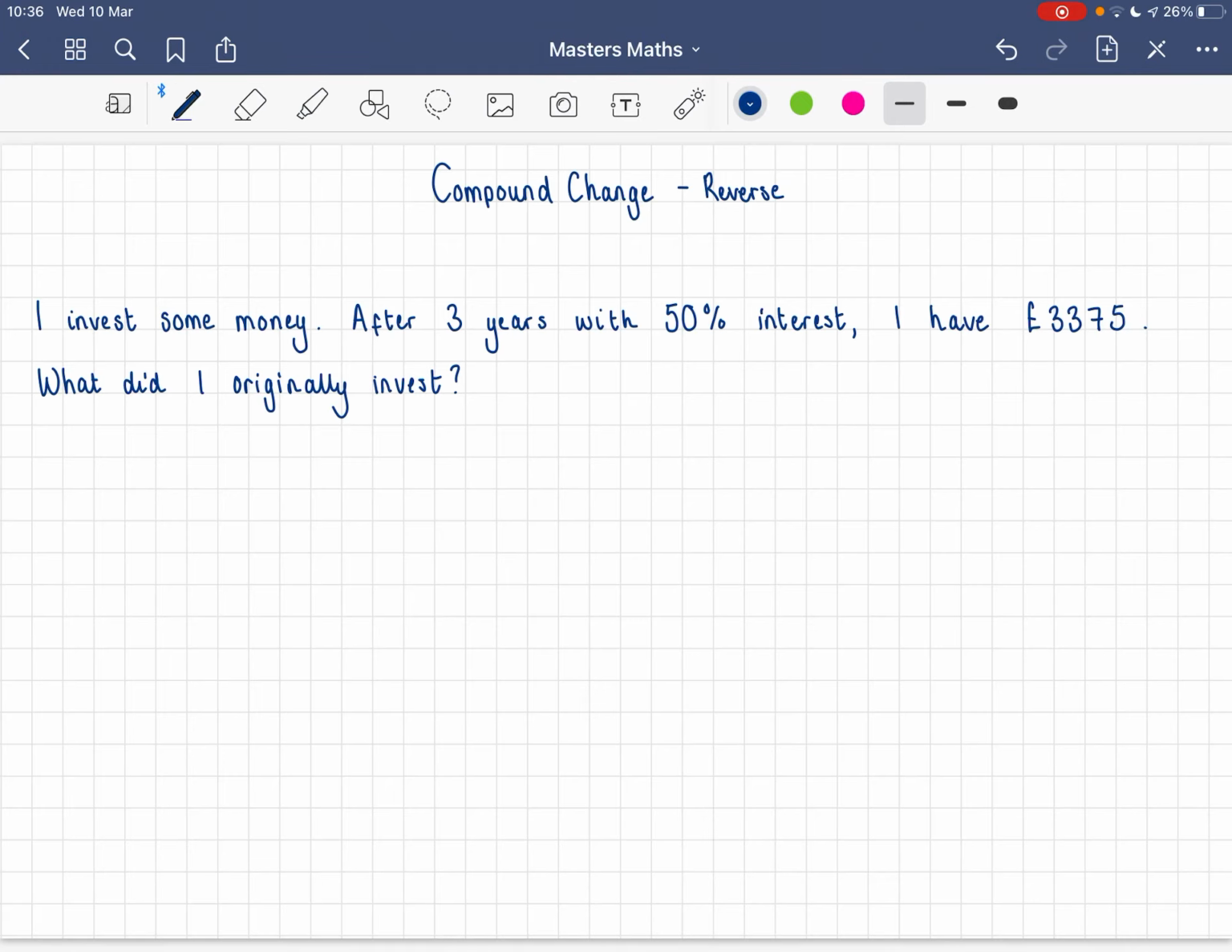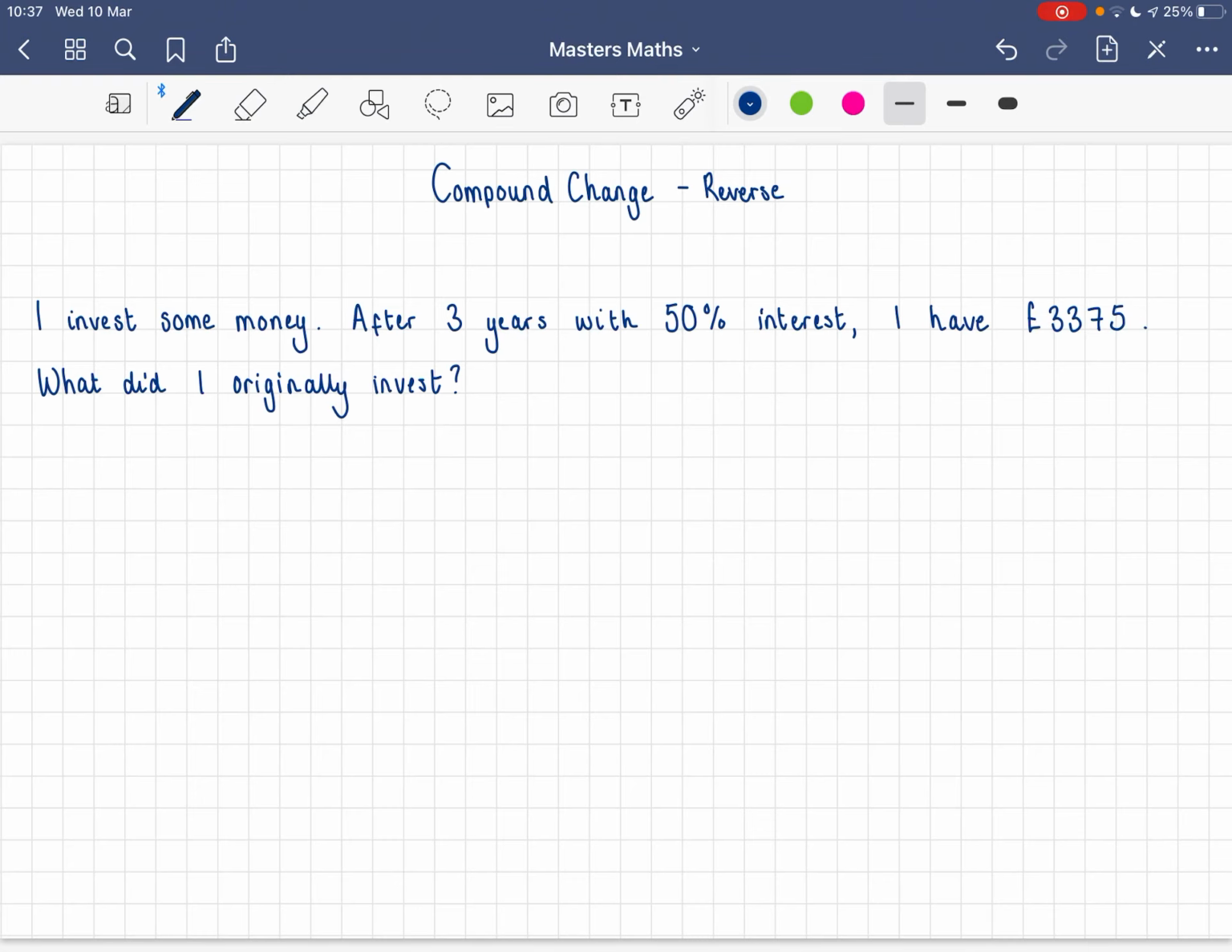So I invested some money into a bank account, and after 3 years with 50% interest, which is a very unrealistic interest amount, I have £3,375. What did I originally invest?